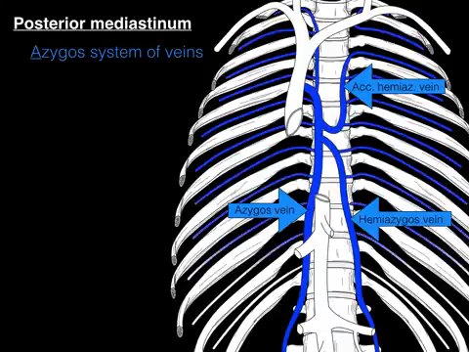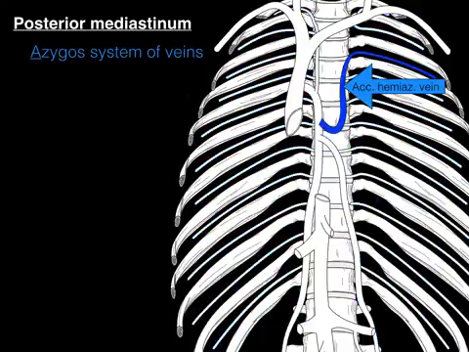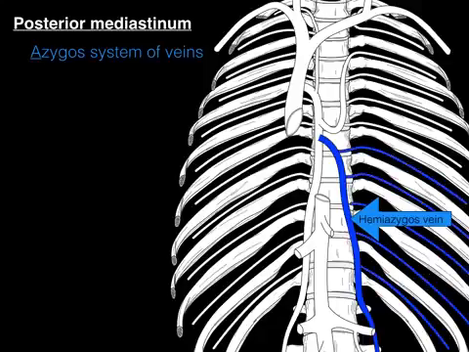Let's talk about them in more detail, where you see all those posterior intercostal veins drain into this system. And so the azygous system of veins drains venous blood from the posterior wall of the abdominal and thoracic cavities. Let's take a look at the accessory hemiazygous vein. It drains those posterior intercostals from the upper left thoracic region. Then our hemiazygous vein drains posterior intercostals from the lower left thoracic and abdominal region.